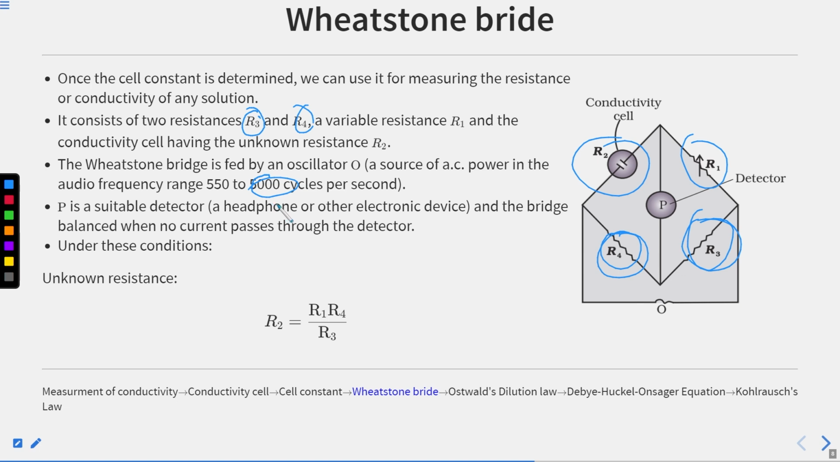Now P is a suitable detector. It can be anything. You can connect this with any application. Like you can connect it with headphones, so that whenever the current flows through it, you will get your signal.